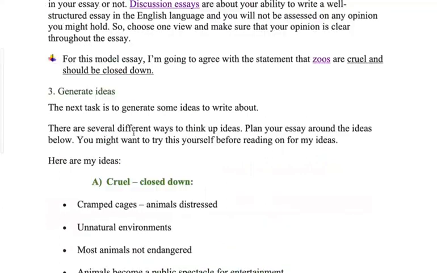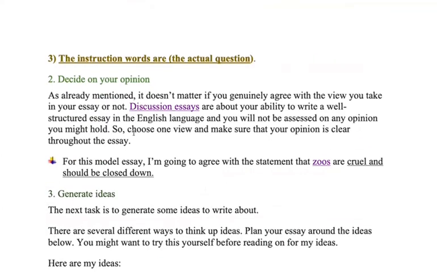The last point here is about the instruction words, which are the actual question. It's the question itself, the question that we have already discussed. The second point where most students make mistakes when they write their essay is, as already mentioned, it doesn't matter if you genuinely agree with the view you take in your essay or not. Discussion essays are about your ability to write a well-structured essay in the English language. You will not be assessed on any opinion you might hold.